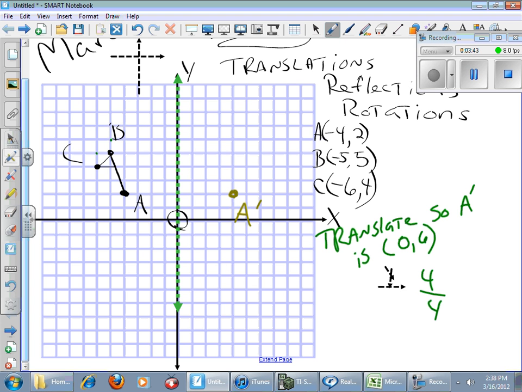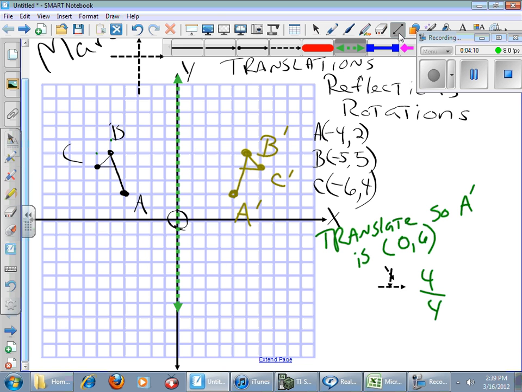Okay, B, 1, 2, 3, 4, 5. And there is B prime. All right, C, 1, 2, 3, 4, 5, 6. And there we go. A to B, B to C, boom. And there you are. It's been reflected across the y-axis. Simple stuff.